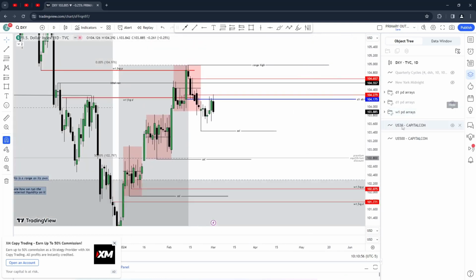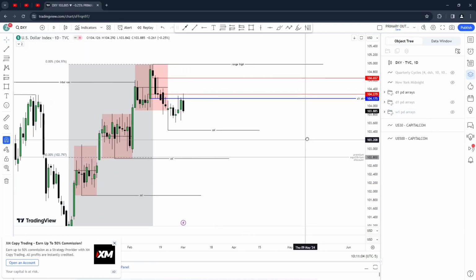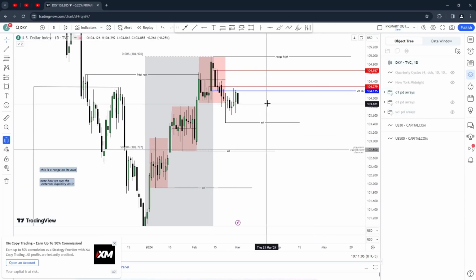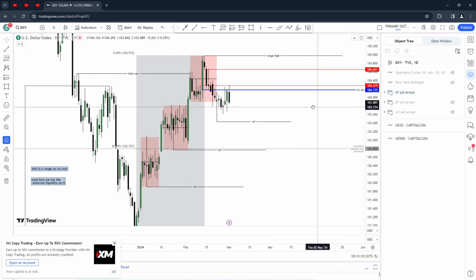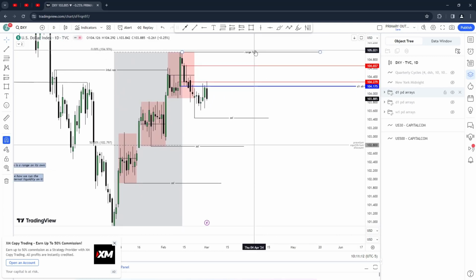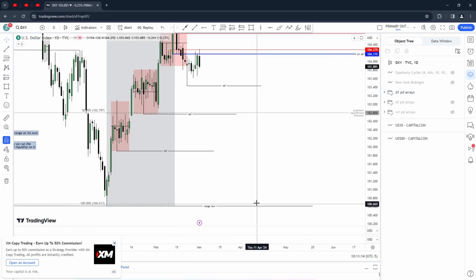Remember now, what you see in here, we are in the weekly fair value gap. Okay, so moving towards the daily, this up close candle that is marked out with this blue line is what I consider to be a daily order block. We've got our range high defined and we've got our range low defined.